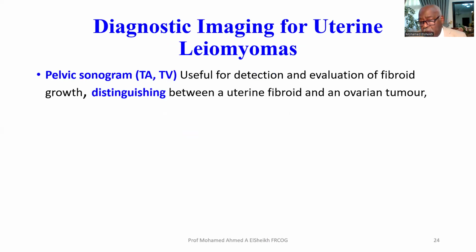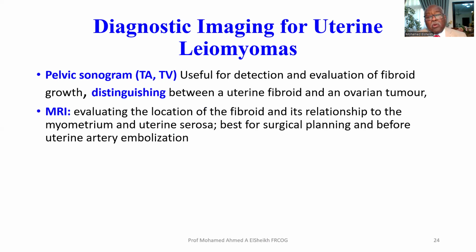We sometimes use diagnostic imaging for uterine leiomyomas or fibroids. Imaging, as I have mentioned, includes the pelvic sonogram, transabdominal or transvaginal, useful for detection and evaluation of fibroid growth, and distinguishing between a uterine fibroid and an ovarian tumor. So ultrasound here helps, transabdominal or transvaginal.